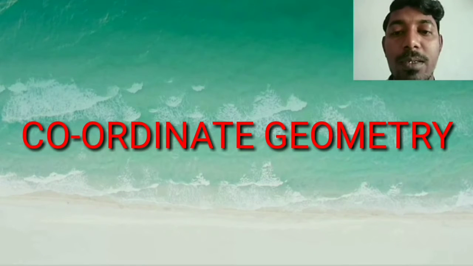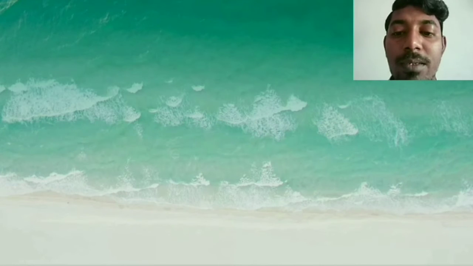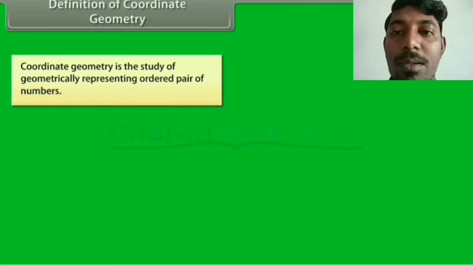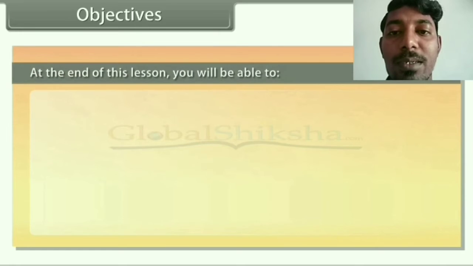Good morning, dear students. Today's topic is coordinate geometry. In this chapter, we will learn about coordinate geometry. So, let's see the definition of coordinate geometry. Coordinate geometry is the study of geometrically representing ordered pair numbers.